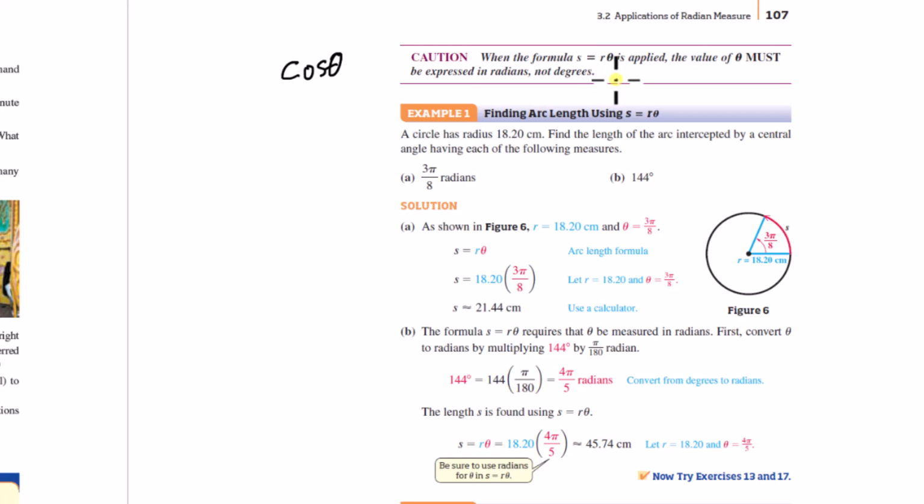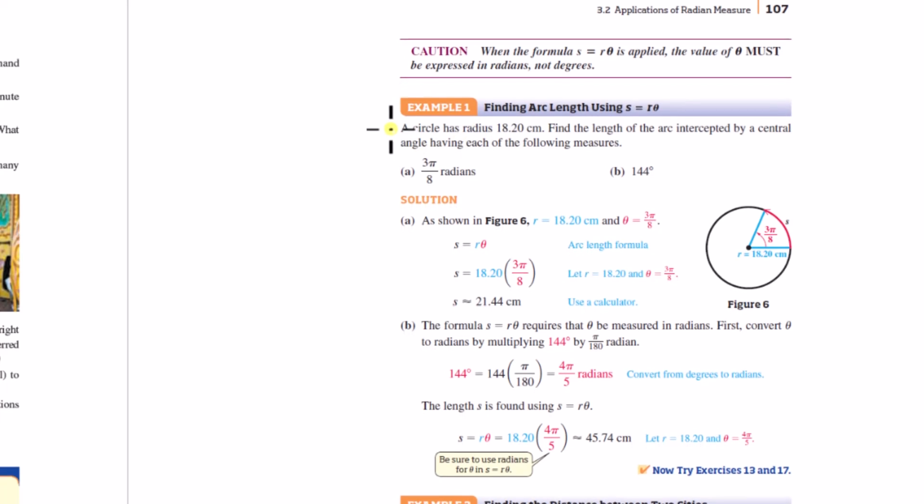But a formula like this, whenever you see formulas where the theta is outside of the trig function, like this, S is r theta, you can't just say, I'm going to convert to degrees and input degrees in here. It doesn't work that way. You need a whole separate formula for arc length if the angle is in degrees. This is just for radians.